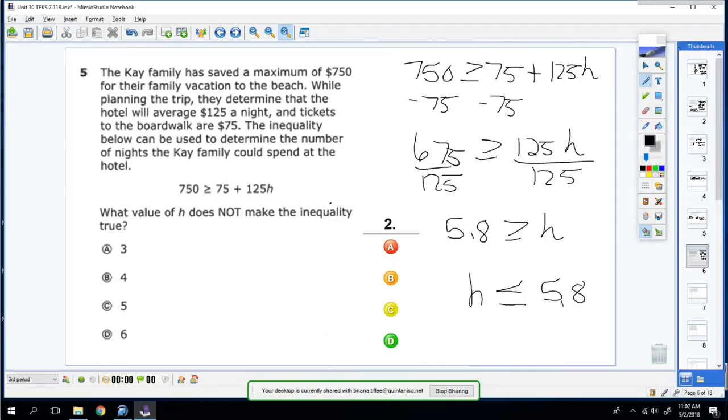So that means I cannot have more adults than 5.8. So it means that 6 adults is way too big. Excuse me, six nights. 6 adults is another problem on your homework. My apologies. So they cannot stay more than 5 nights because you can't stay 0.8. So this is the right answer.